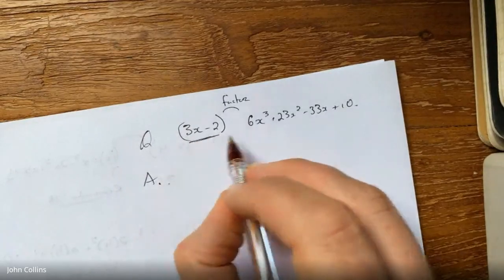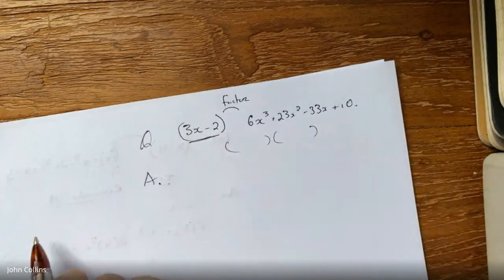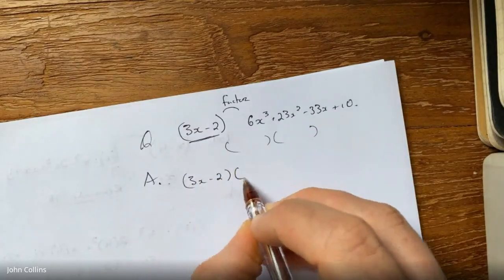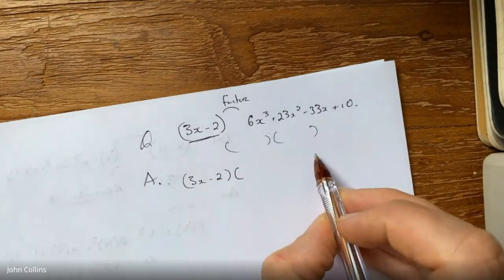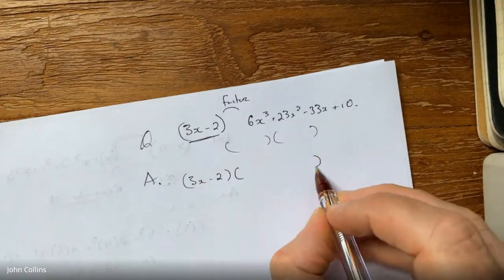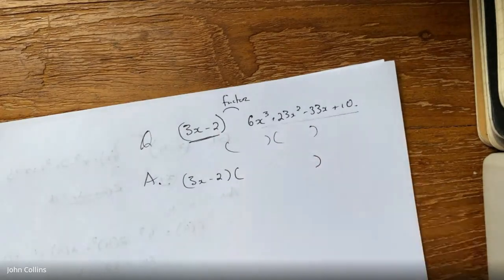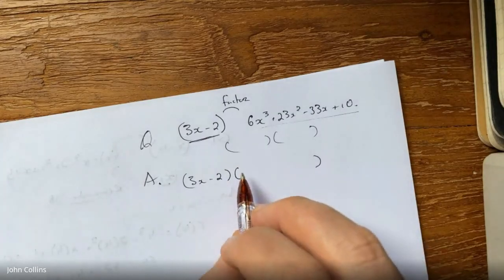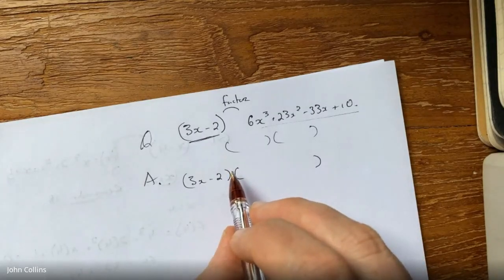So that's 1 linear factor. We need 2 more of those brackets to finish the question. What I'm going to do is say that this factor multiplied by some quadratic equation is going to be equal to this, and then I'm going to equate the coefficients of each term. So what's the quadratic equation?